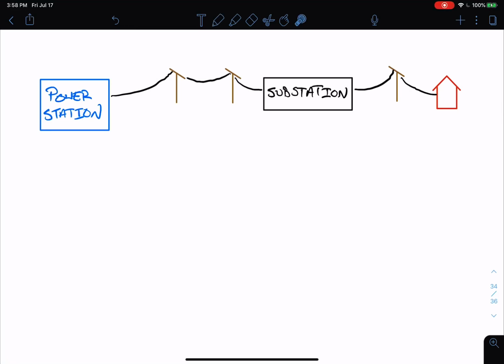Let's talk about our power grid. This is the basic schematic. You've got a power station where the electricity is generated, and the power station can be located anywhere, but it generally isn't located in the heart of a city, so it's usually some distance from the cities which it serves.